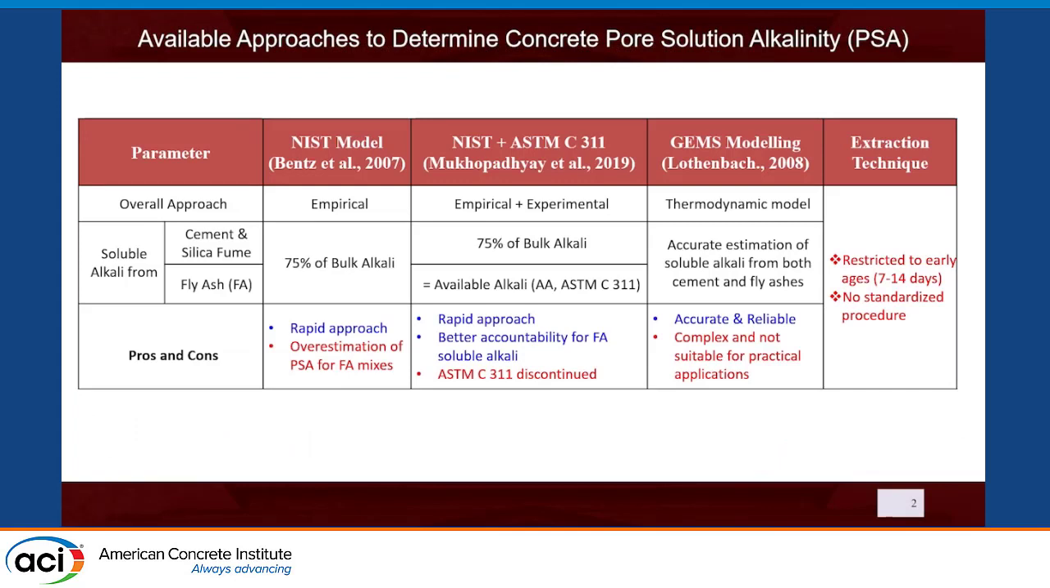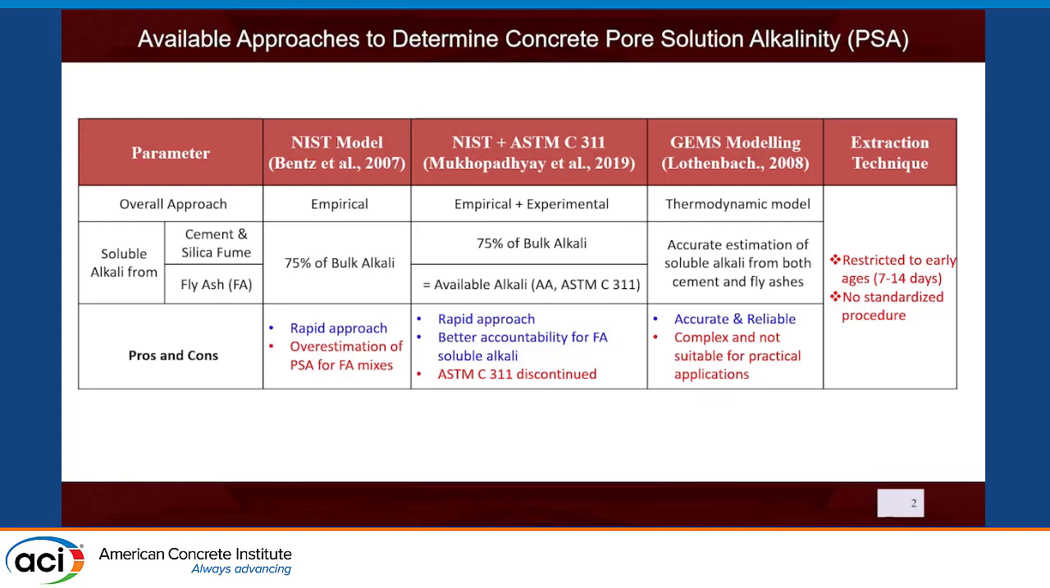We know the common approach to estimate pore solution, like the NIST model, where 75% of the bulk alkali from SCM is considered soluble into pore solution, which creates overestimation. Similarly, the James model is a really good one to estimate pore solution as a function of replacement level. The extraction technique is very common, but it's laborious. It takes time. You need two machines. You need to squeeze out the solution, and you need an XRF or ICP to estimate the concentration.